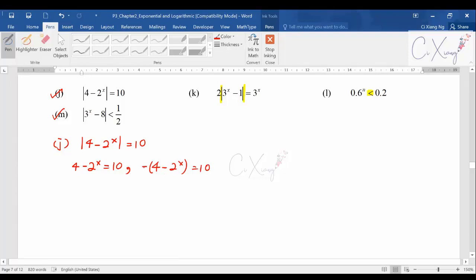Some other books will straight away put a negative here, but generally the concepts are the same. So this is the reflected part, therefore I put a negative in front. You have to consider both. Then after that, it's very easy. What you need to do is just try to solve these equations. So you're having 2 power x equals negative 6, and for this one, you have 2 power x equals 14.